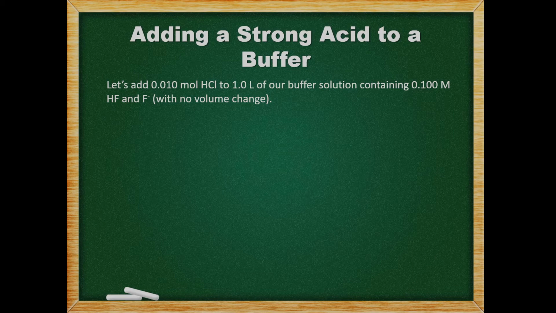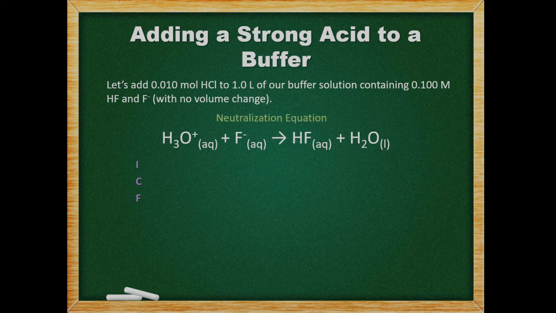Let's use our hydrofluoric acid example from earlier to see what happens when we add an acid to a buffer. If we add 0.010 mol of hydrochloric acid, we can create an ICF table or ICE box to get the final concentrations. This is a neutralization reaction because the fluoride ion will neutralize the added acid. The reaction goes to completion and we use a single arrow instead of the double one we used for the ICE box. After filling in the initial row, we can see that the hydronium will be the limiting reactant.